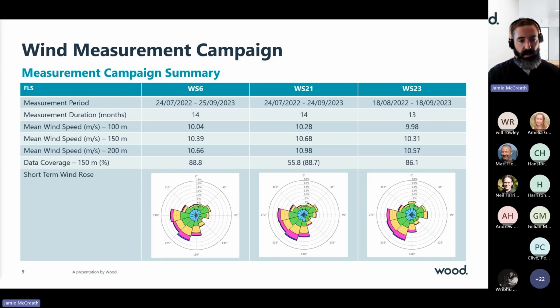And then there's just a summary below of the wind roses from each of these LiDARs. Although they're separated by a reasonable distance, there's very limited variability in terms of the wind rose.